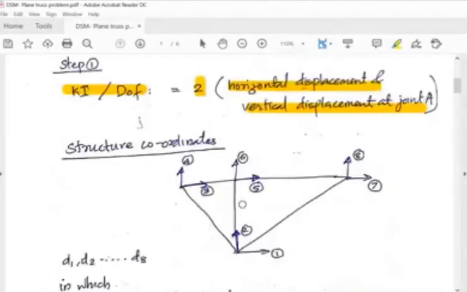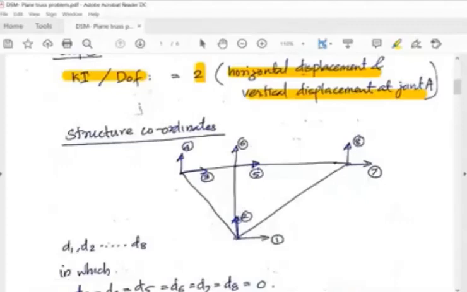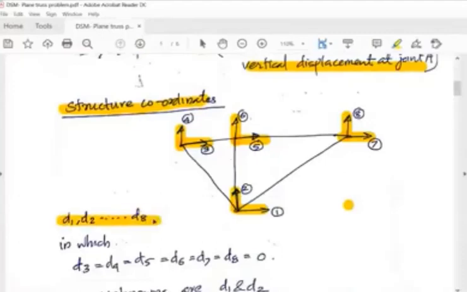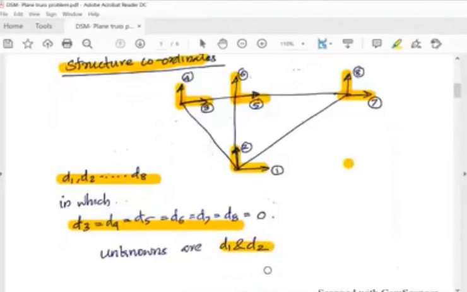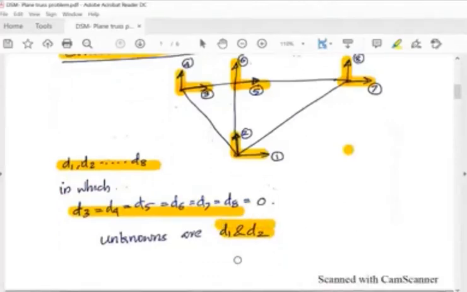So I have named the structure coordinates as 1, 2, 3, 4, 5, 6, 7, 8 in the global coordinate system. At A, it is 1, 2, then 3, 4, then 5, 6, 7, and 8. These are the structure coordinates. Now D1 to D8 are the degrees of freedom, in which D3, D4, D5, D6, D7, and D8 are 0. The only unknowns are D1 and D2. This is the same step as in the case of a continuous beam.